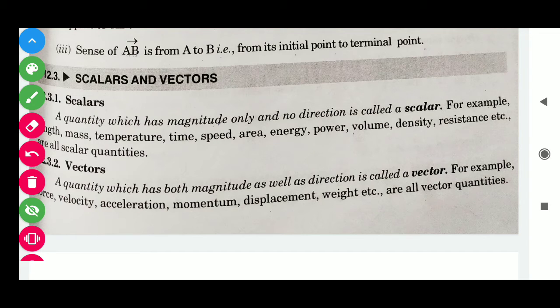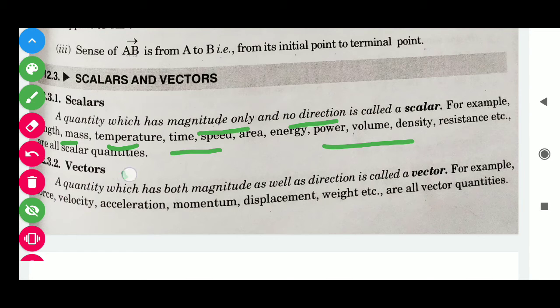Now here we have the next topic, scalars and vectors. Scalars are what? A quantity which has magnitude only and no direction. That is called the scalar. For example, length, mass, temperature, time, all have only magnitude but they have no direction. Here we have more examples related to the same.